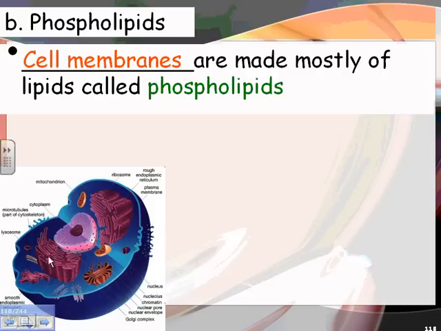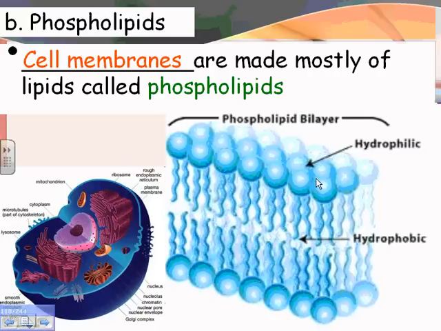All of these internal structures in a complicated cell, which is a eukaryotic cell, these all have membranes in them too. They're not the outer cell membrane, but they're internal membranes. And they're also made out of phospholipids. So here's what they look like.